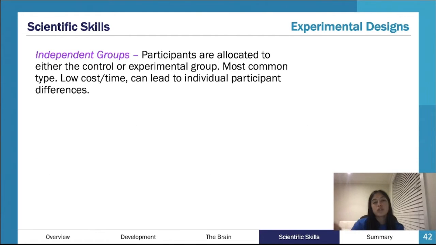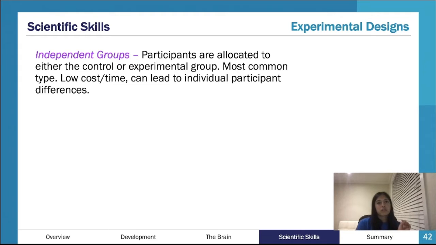Okay, super, super, super important slide here. Knowing your experimental designs. So your independent groups, again, you know what I'm going to say. As the name suggests, 2 groups, independent, not mixing with each other. One's got one thing, one's got the other. So you're in the control group or you're in the experimental group. So you're receiving the intervention or you're not. So, you're receiving the drug for Alzheimer's or you're not.